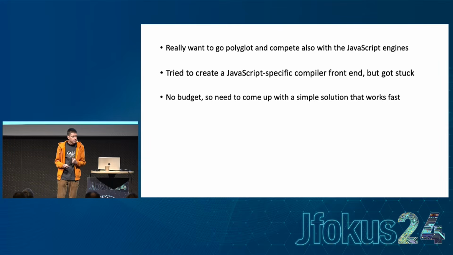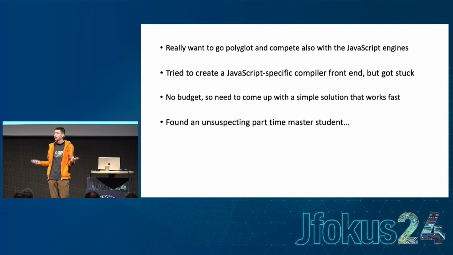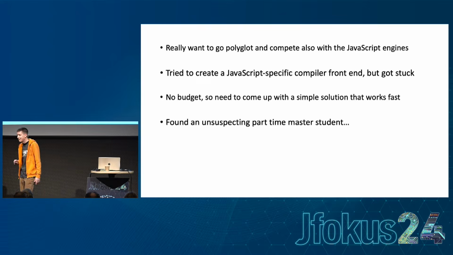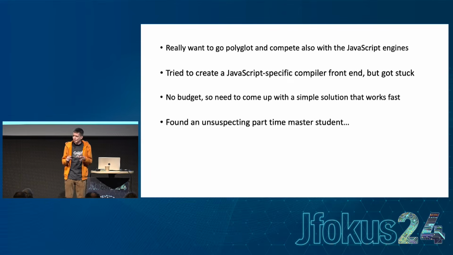And so we found an unsuspecting master student. Because we had these research collaborations and we had a little bit of money left over. So we got a half-time master student for half a year to build a JavaScript engine. And on top of Graal, right? And then we're like, okay, this approach with this front-end thingy kind of doesn't work because it's too complex for that master student to implement, right?